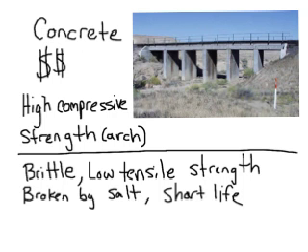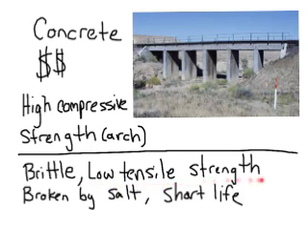Alright, the first is concrete. Concrete is the cheapest way to build a bridge. Concrete also has a very high compressive strength, which would make it ideal for arch bridges, because arches, for the most part, are in compression. There are some tension forces, and this is really where the problem comes in with concrete.